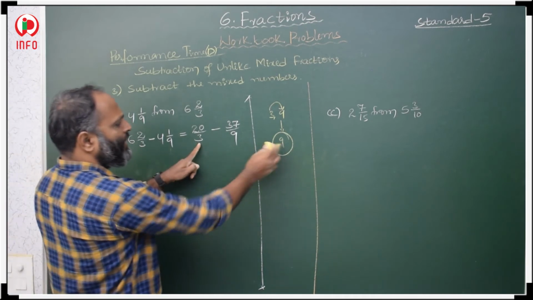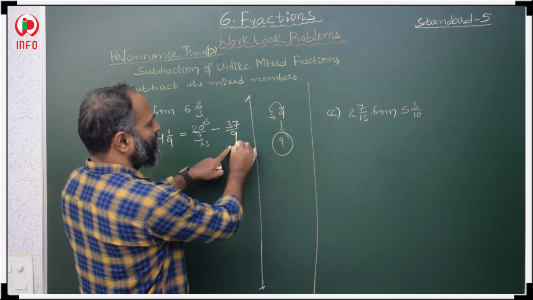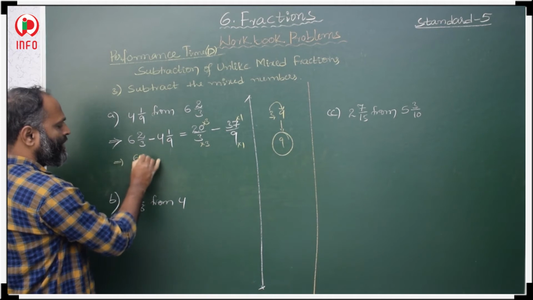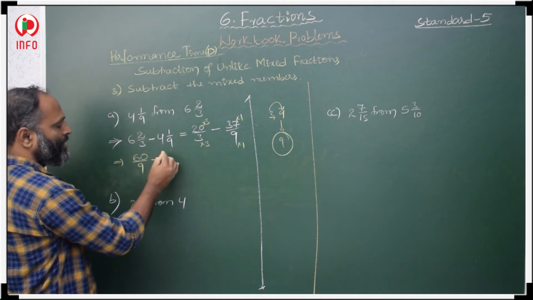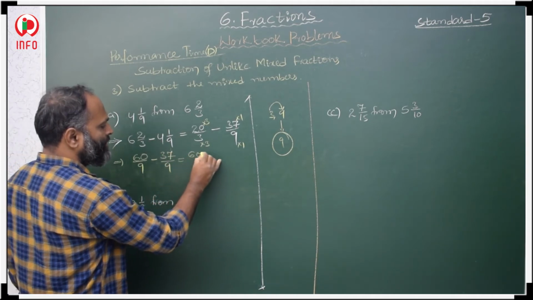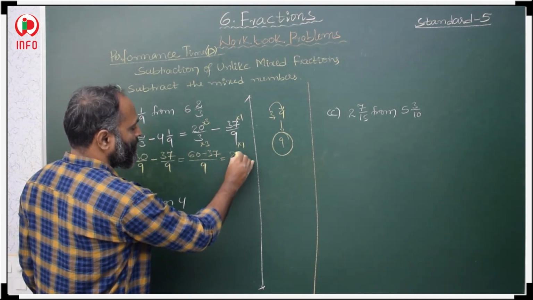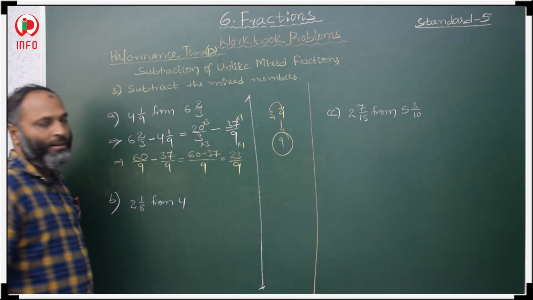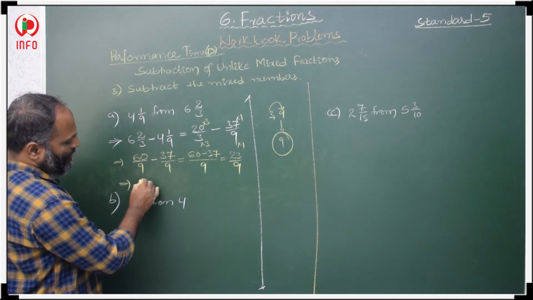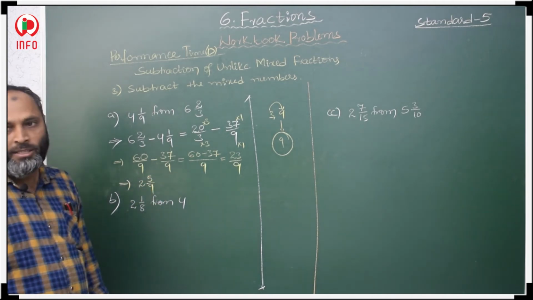In the 3 table, when you get 9, 3 3s are 9, so multiply with 3, and in the 9 table, when you get 9, 9 1s are 9, so multiply with 1. 20 3s are 60 by 9, minus 37 1s are 37 by 9. Then 60 minus 37 by 9. 60 minus 37 is 23, so 23 by 9. 23 by 9 in mixed fraction is 2 5 by 9. This is the answer.